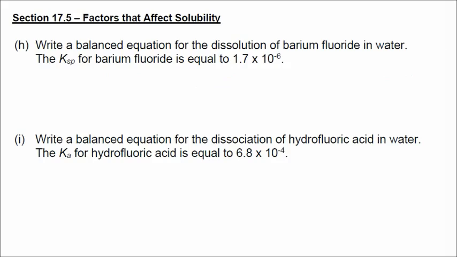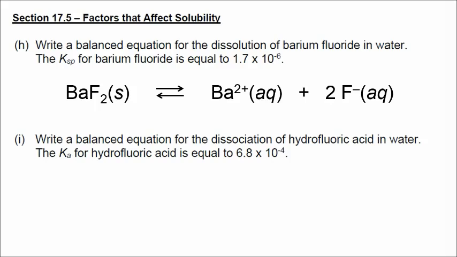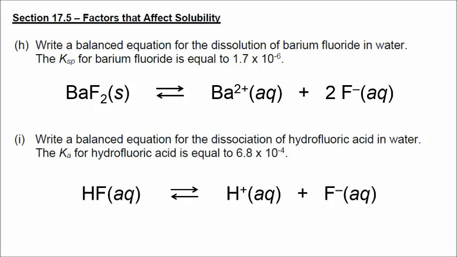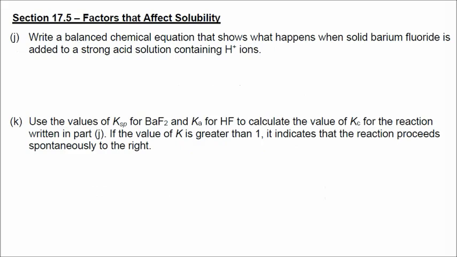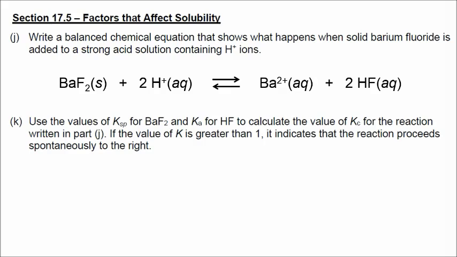All right, let's talk about the reaction of barium fluoride in water. So barium fluoride dissociates to produce barium ions and fluoride ions. Now let's talk about the reaction of hydrofluoric acid in water. Hydrofluoric acid, a weak acid, dissociates to produce H plus and F minus. What do these two equations have in common? Well, they both contain fluoride ions, so let's see if we can combine these two equations together and produce the reaction for what happens when solid barium fluoride is added to a strong acid solution containing H plus ions. Well, it would look something like this.